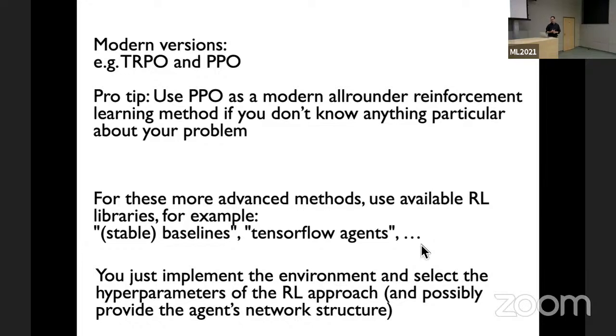And what you have to do using these modern libraries is just implement the environment that you need. So the environment takes the action, does whatever it has to do, I don't know, moves around the robot in the maze, and returns the new state, a representation of the state, as well as the instantaneous reward. This is the piece you have to program yourself, and then you still select some hyperparameters of the reinforcement learning approach, possibly provide the structure of the neural network for the agent, and that is it.